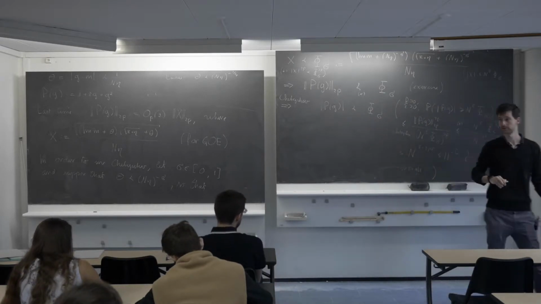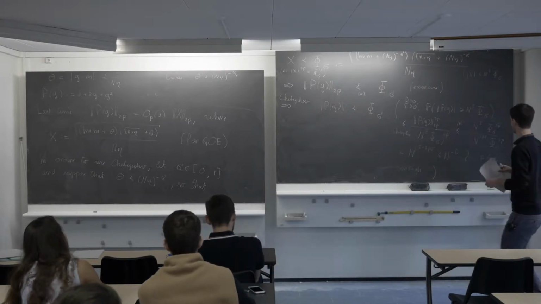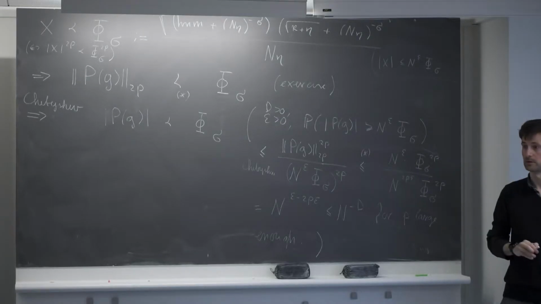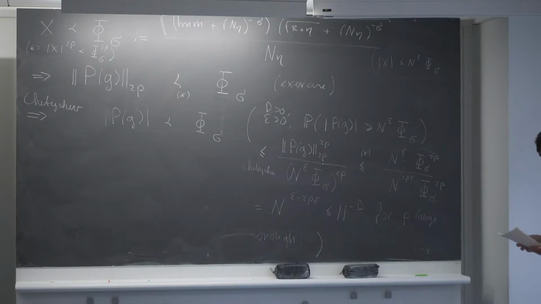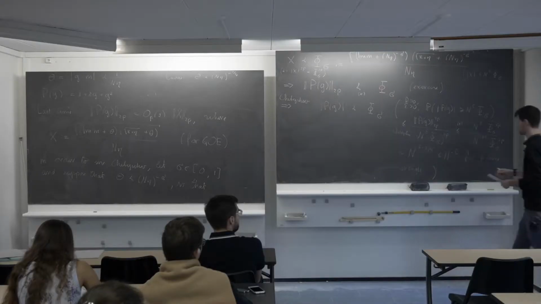Okay, so by using Chebyshev, you can obtain exactly what you wanted. The crucial thing in this application of Chebyshev is that this is a deterministic number. You could not do this if phi sigma were a random variable. Okay, is this all right for everyone? Does that make sense? So this is the conclusion of the estimate. This is also the main work.